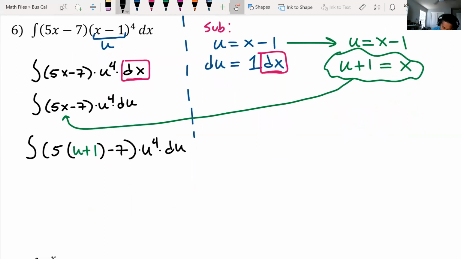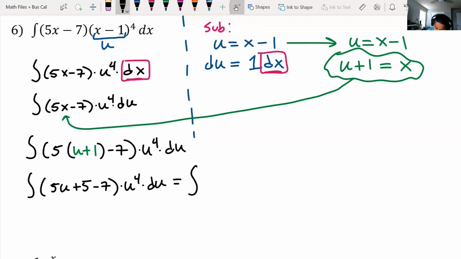You're going to distribute that 5, and we get the integral of 5u plus 5 minus 7 times u to the 4th du. Still more cleanup. We got to put that 5 and 7 together. And we get the integral of 5u minus 2 times u to the fourth du. Almost there. Distribute this u to the fourth.